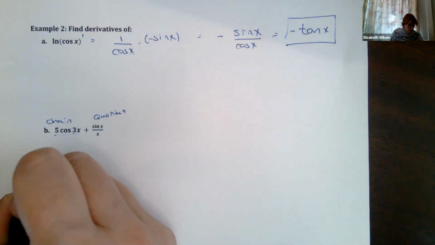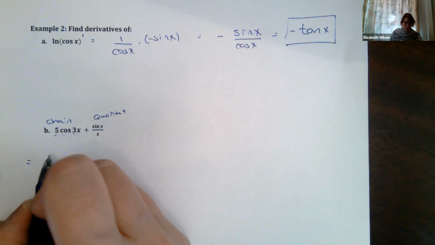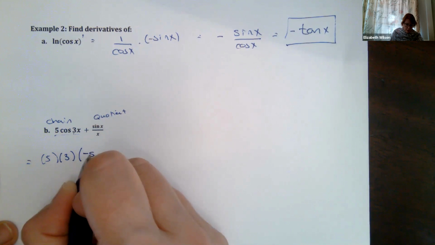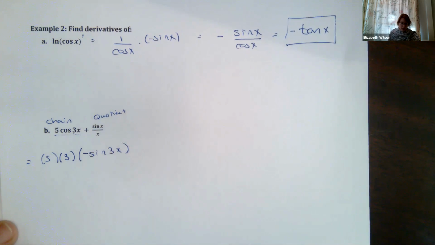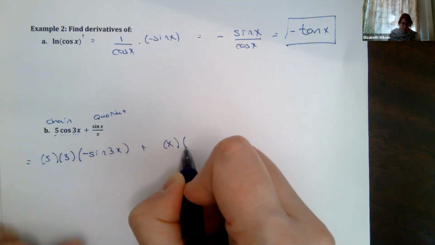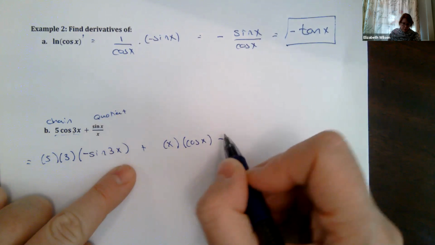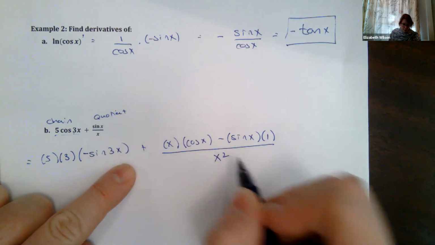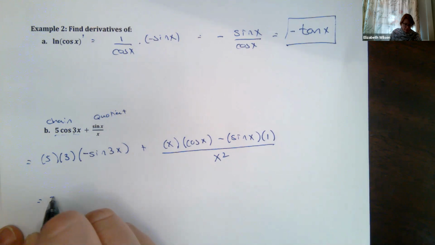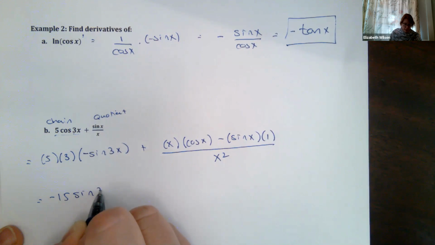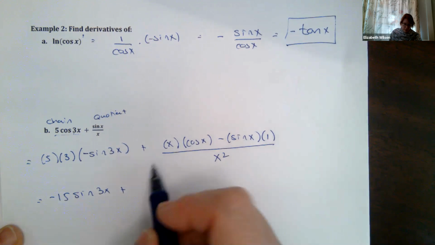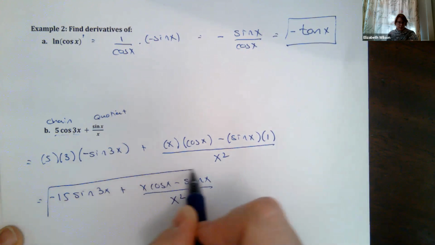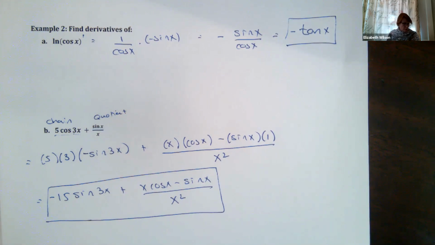So when I go to take that derivative, let's do this part first. I've got my coefficient I'm inheriting, I've got my chain rule, and I've got minus sine of 3x. Okay, plus our quotient rule says bottom times the derivative of the top minus the top times the derivative of the bottom, all over the bottom squared. I'm going to put these together. So this is minus 15 sine of 3x plus, and I'll just leave it all as one piece, x cosine of x minus sine of x, all over x squared. And that's it. You don't have to bring them together into one. You just leave it.